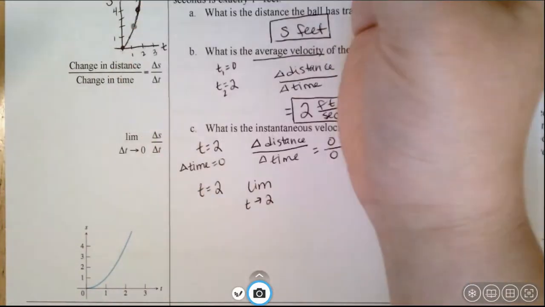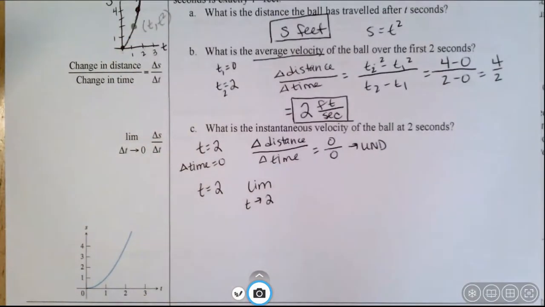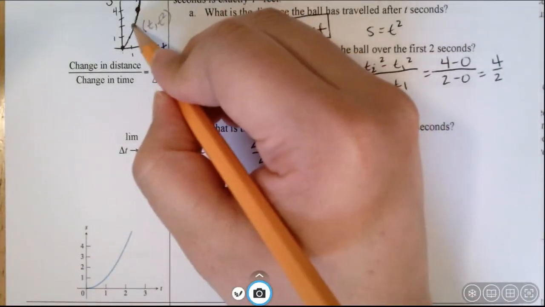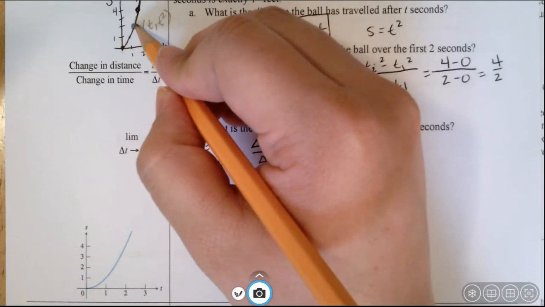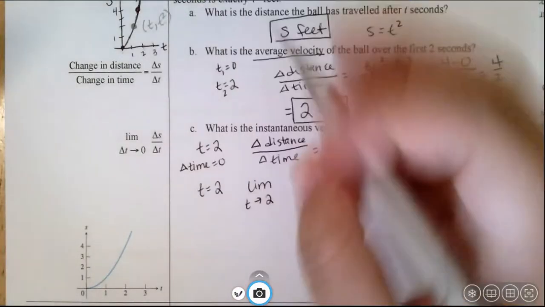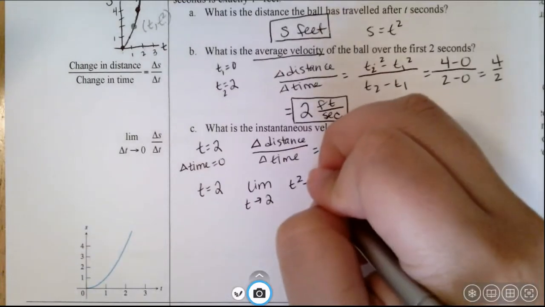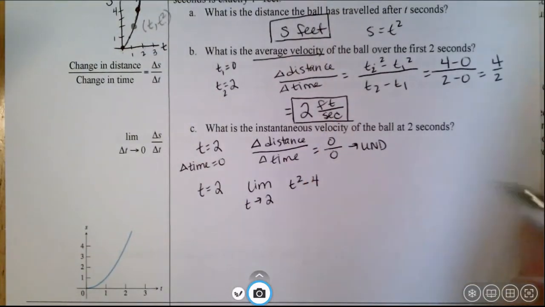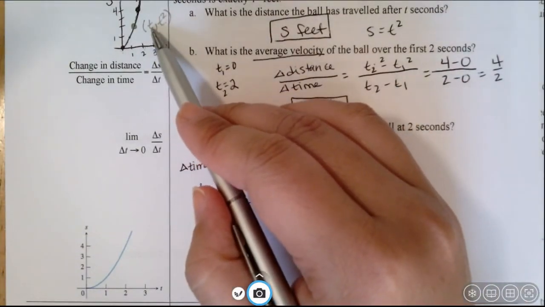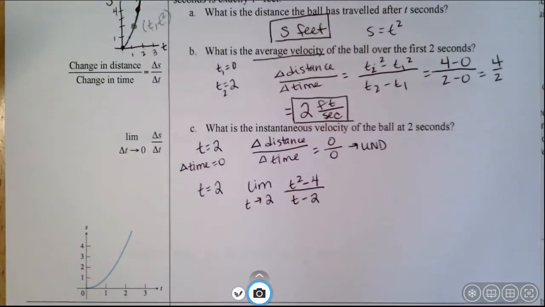So this point here, we can say has coordinates t, comma, s, which is t squared. Okay, this is the time, this is the distance. So to find the difference between these, my point is getting closer and closer to 2. We start with our distance of t squared minus where we want to end up is our distance of 4 divided by. And now we're looking at the change in time. Well, at time t, and we're getting to time 2. So t minus 2.